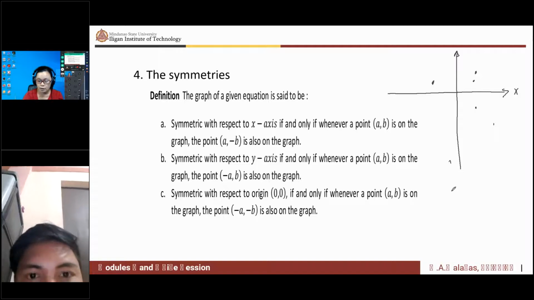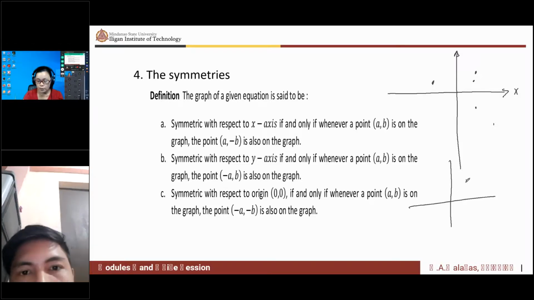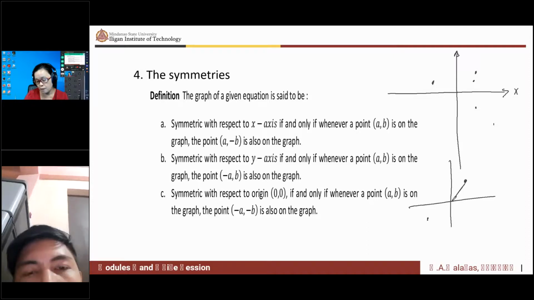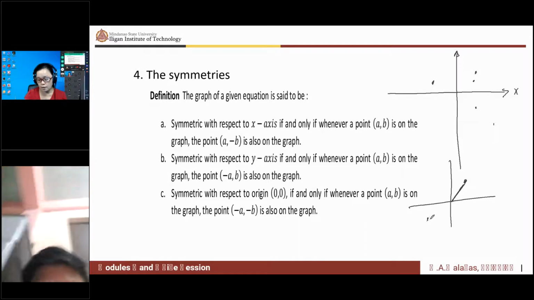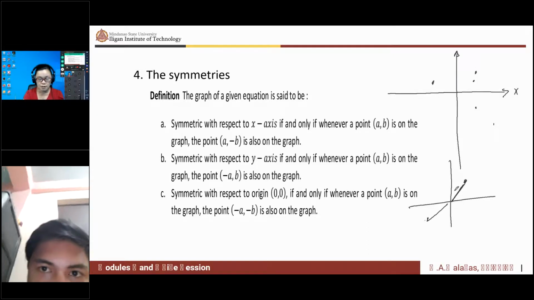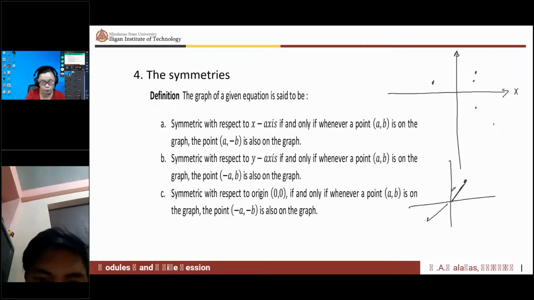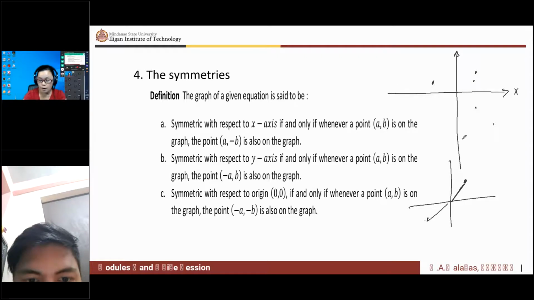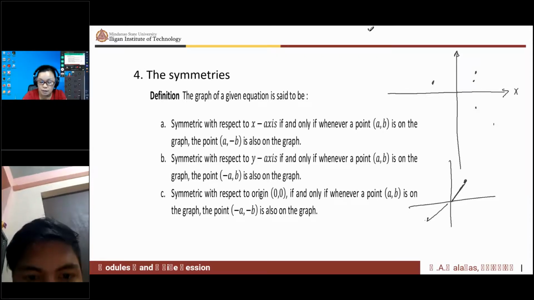With respect to the origin, suppose you have a point here, then the graph should have a point here. If it is symmetric with respect to the origin, these two points should be equidistant from the origin. Now, how do we test for symmetry?